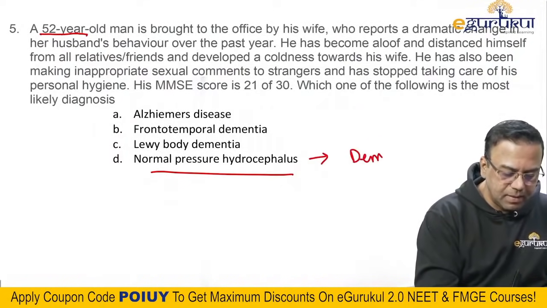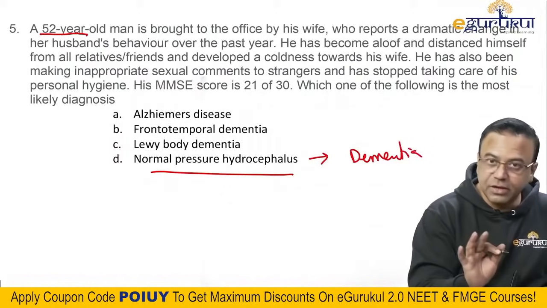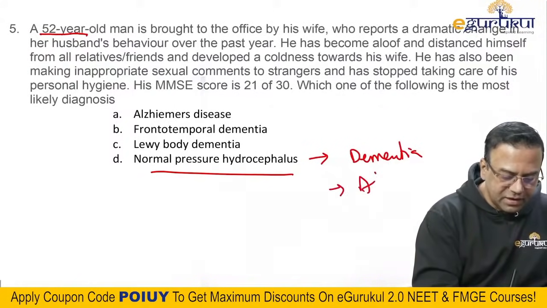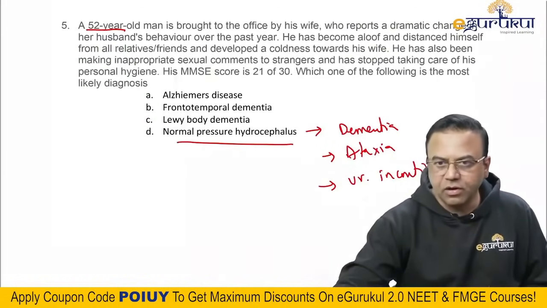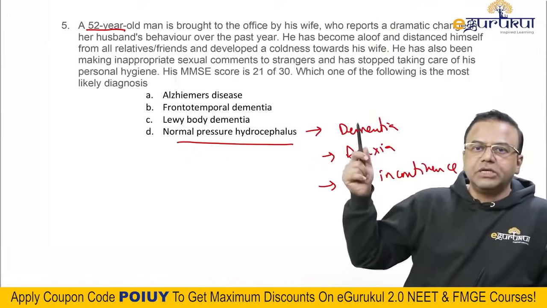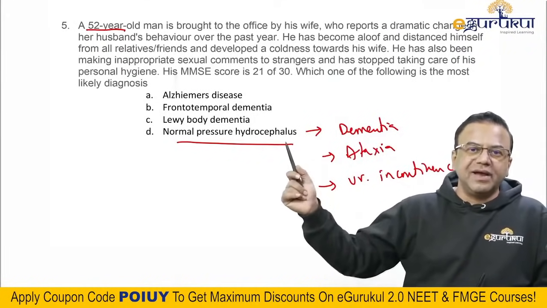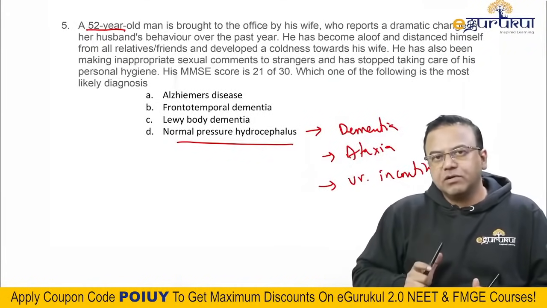Dementia, mild dementia, significant ataxia, gait abnormalities dominates the picture, and occurrence of urinary incontinence. Okay, occurrence of urinary incontinence. Dementia, ataxia, and urinary incontinence. This triad is there. The answer is normal pressure hydrocephalus.